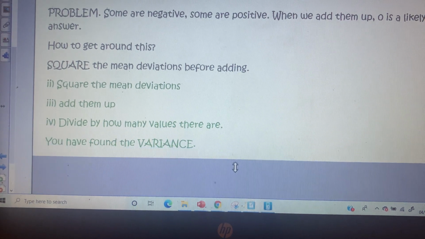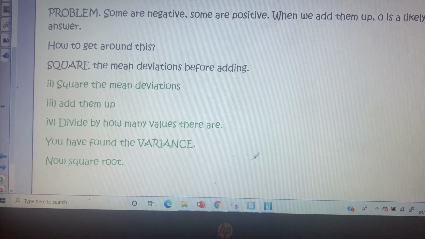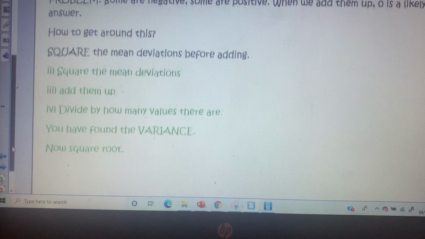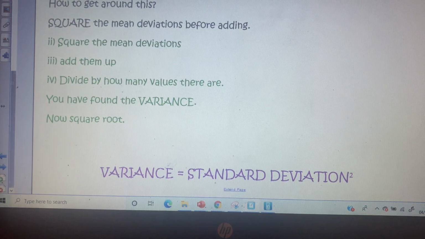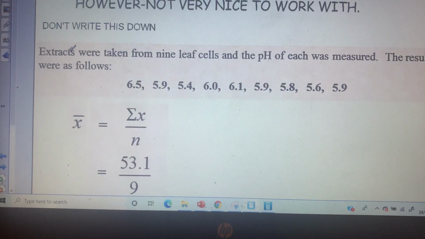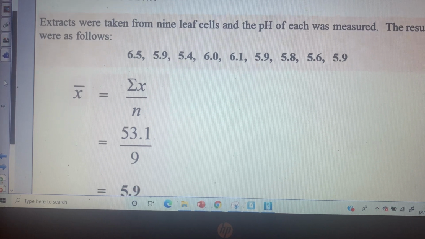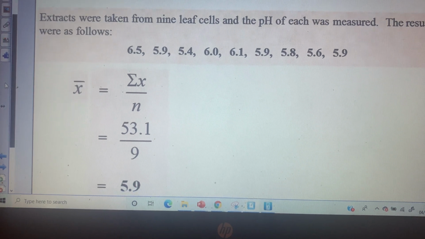Now, before we square root it, it's called the variance. And the minute we square root it, it becomes the standard deviation. So don't worry if you're confused. I'm just trying to show you where it comes from. Again, don't write this down. This is an awful thing to work with. That's why we don't really work with it ever. But I'm just showing you how it originates.